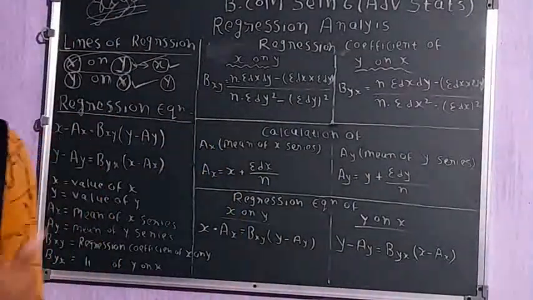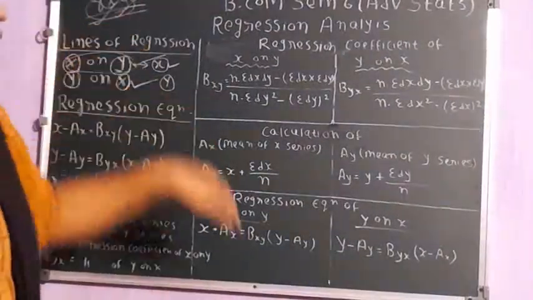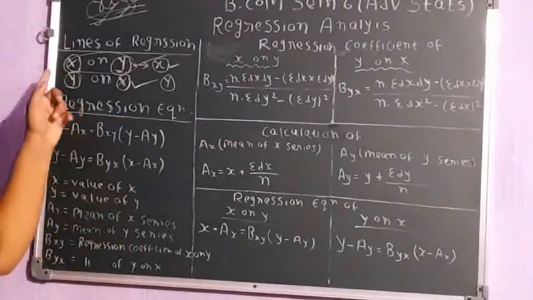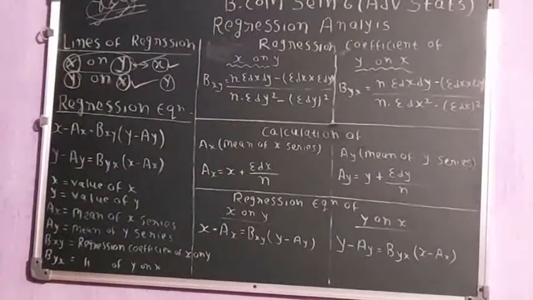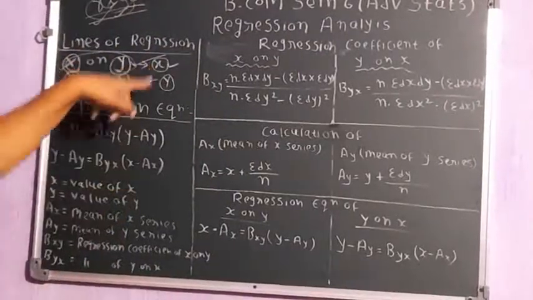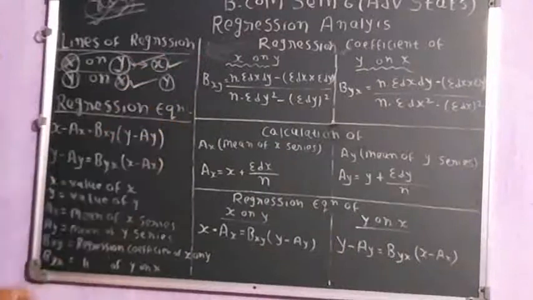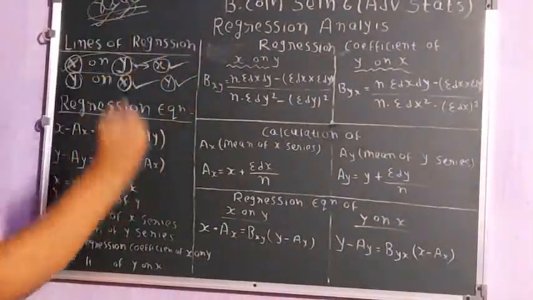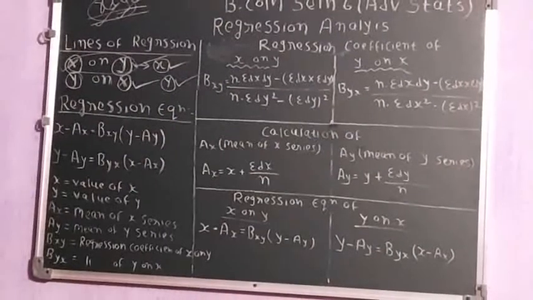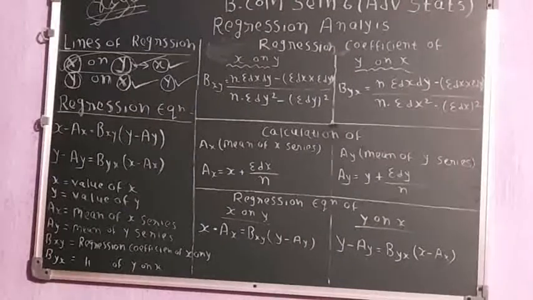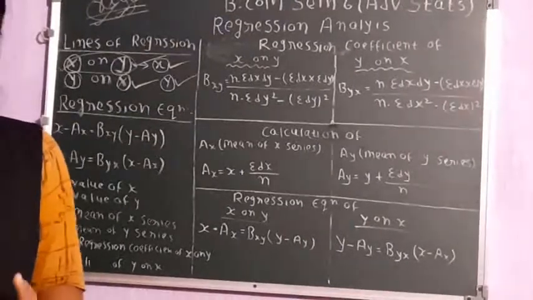So for estimating the value of these two variables, we require two lines of regression, that is x on y and y on x, because with the help of x on y we can predict the value of the x variable, and with the help of y on x we can predict the value of the y variable. That is why we need to have two lines of regression.